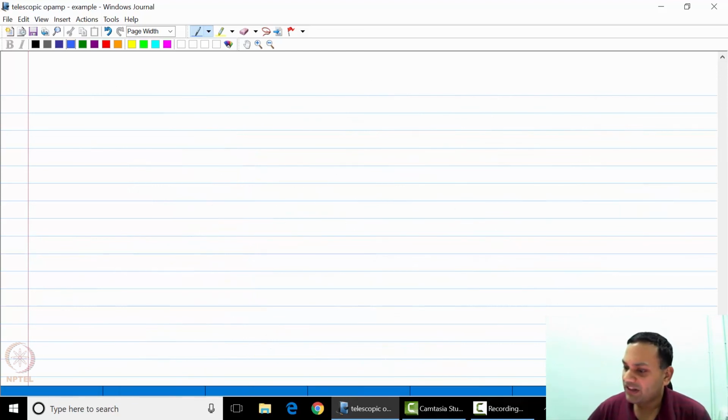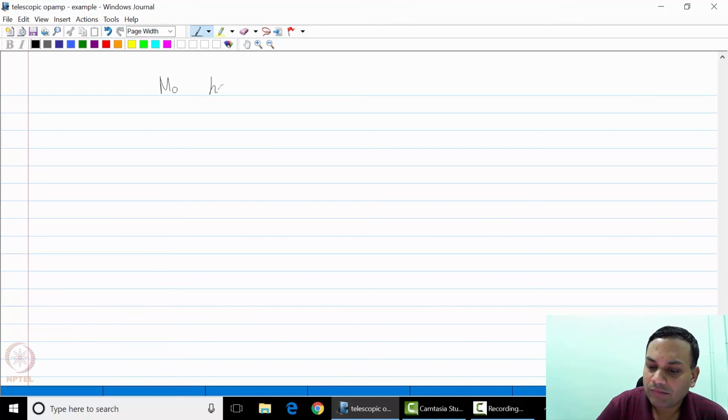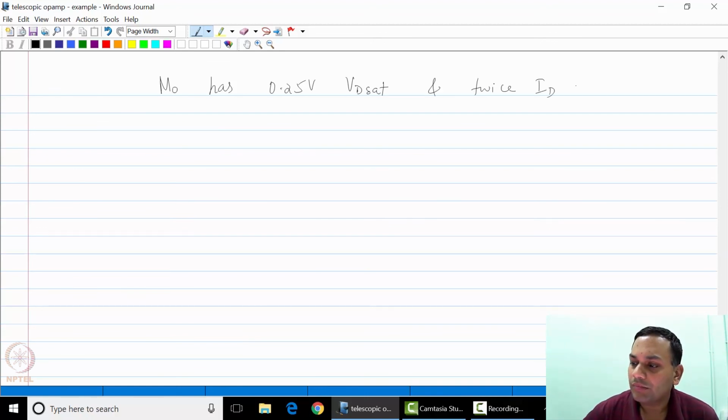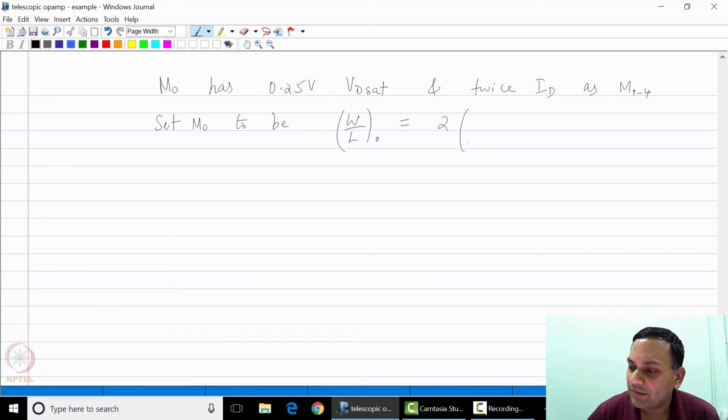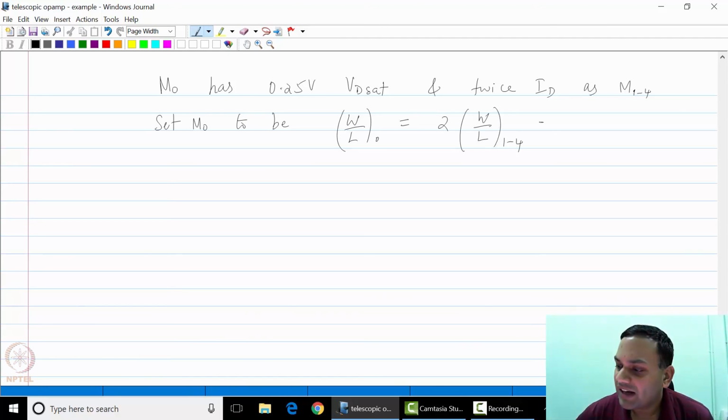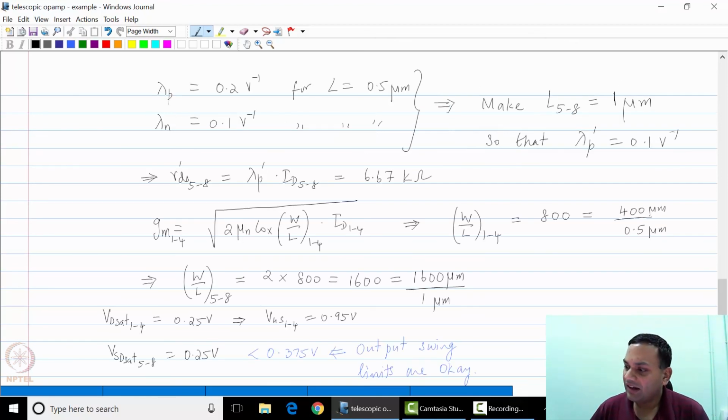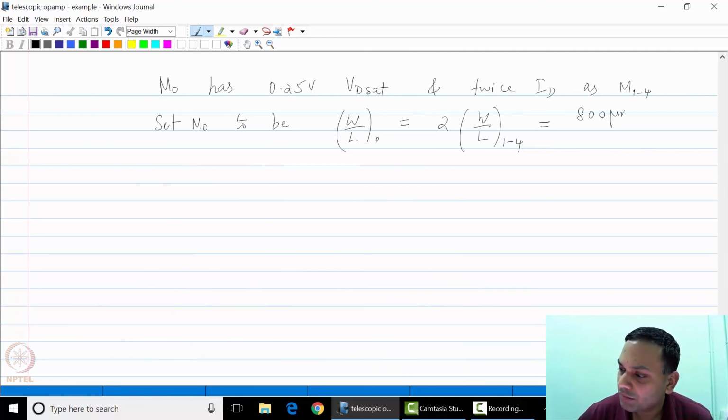One easy way to set the value of M0 is to say that M0 has 0.25 volts VD sat and twice the current as M124. So it is meant to have the same VD sat due to the swing limits that we have imposed, and it carries twice the bias current. Therefore, you can set the width to length ratio of M0 to be twice the width to length ratio of transistors 1 to 4, and this is nothing but 800 microns over 0.5 microns. So this completes our design.